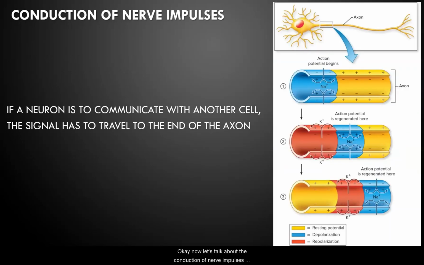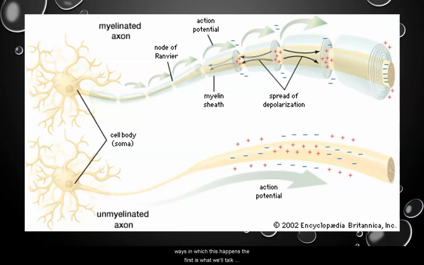Okay, now let's talk about the conduction of nerve impulses. This is the ability for neurons to communicate with each other. And if a neuron is able to communicate with another cell, it means that the signal that it's sending has to travel to the end of the axon. And there are two separate ways in which this happens. The first is we'll talk about what happens in an unmyelinated axon, and then we'll talk about what happens in a myelinated axon.